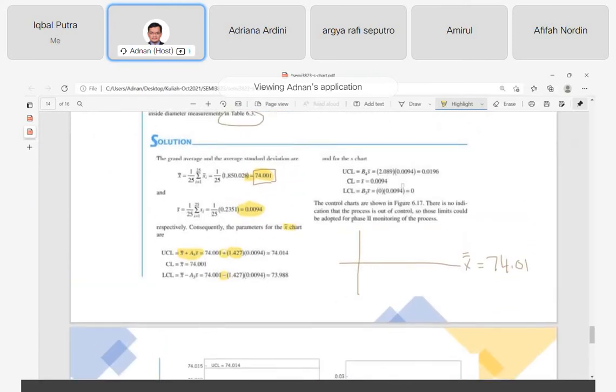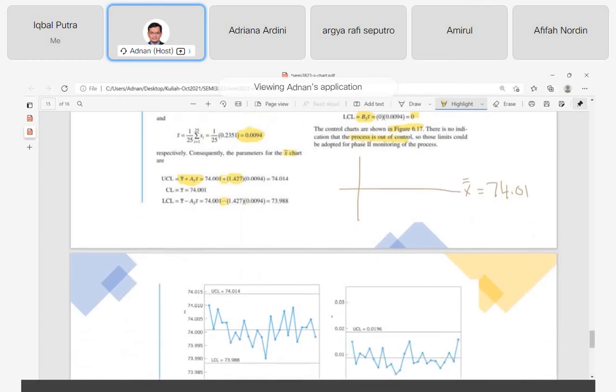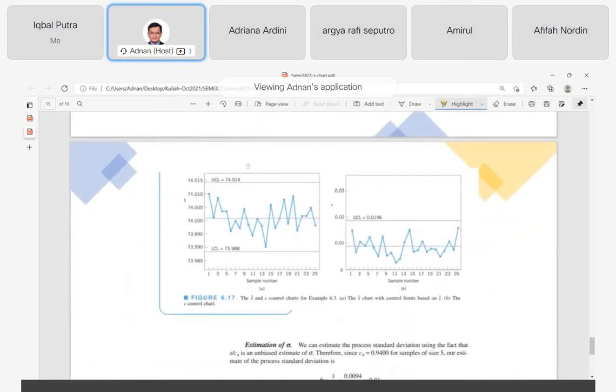So that is the X bar chart with S, but now the S chart. So we have B4 S bar, so this is what we get now, this value. B3 S bar, this is the value. So plot the chart. Now it's given. It shows that in this chart there is no out of control. So this limit could be adopted for phase 2 monitoring. There is no point outside the control limit. This is the X bar chart, this is the S chart.